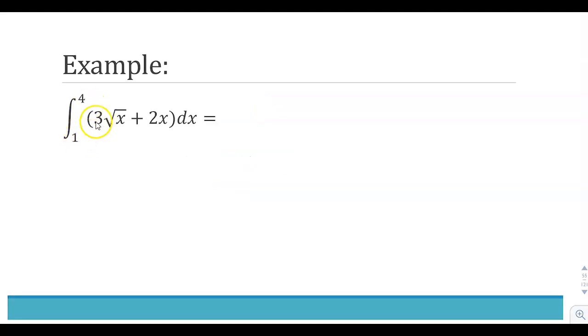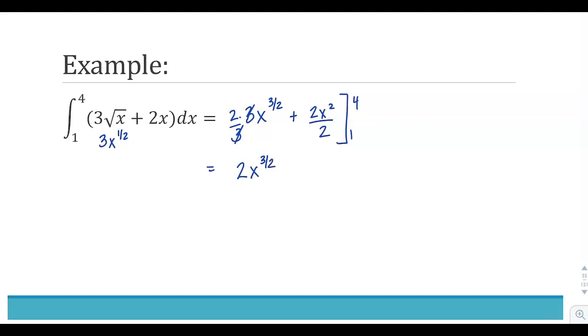Here we have the integral from 1 to 4 of 3 radical x plus 2x dx. So we have to take the antiderivative of 3 radical x plus 2x, or 3x to the 1/2 plus 2x. So the antiderivative here, I'm going to end up with 3x to the 3/2 times 2/3, and then plus 2x squared over 2, and this is all evaluated from 1 to 4. So the 3's are going to cancel here, and I end up with 2x to the 3 halves plus x squared from 1 to 4.